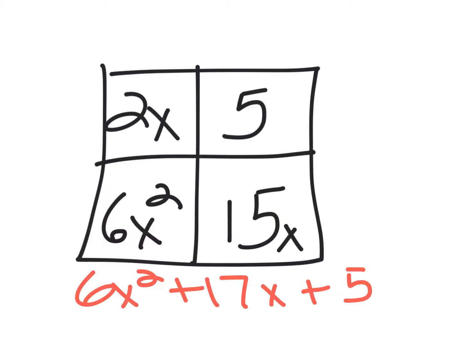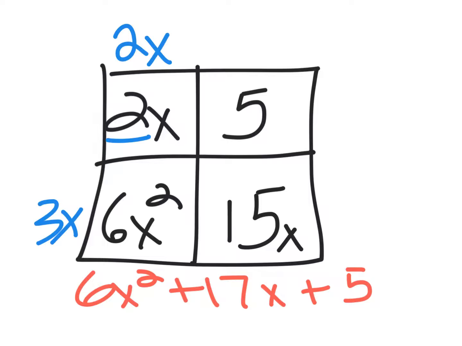So thinking about how you would get 6x squared, you could do your factors of 6 and 6x and x. You could do 2 and 3, so we're just going to have to play around with it. Alright, so if we use 2 and 3, that will work. So if I do 2x here and 3x here, that'll work.